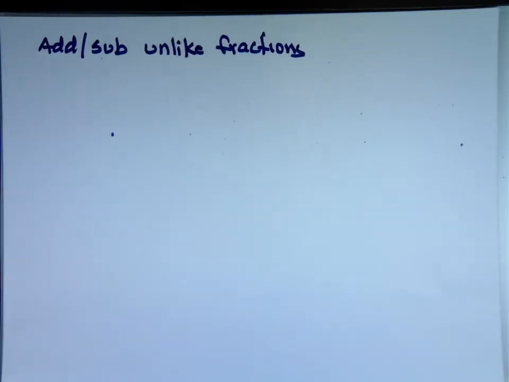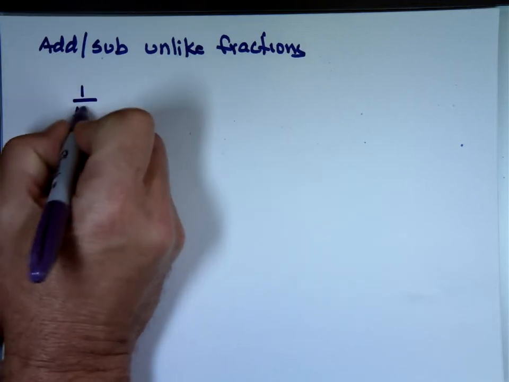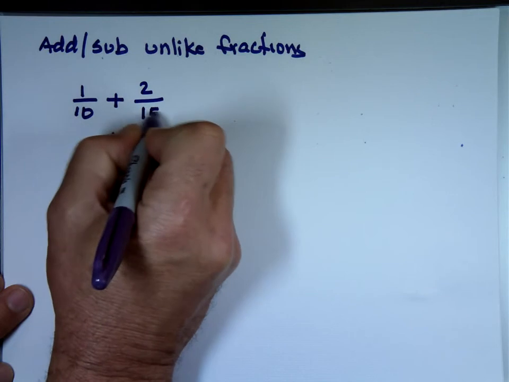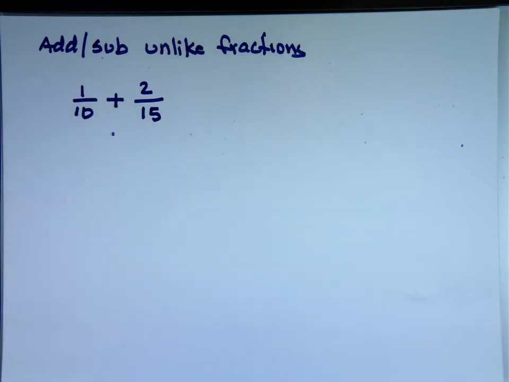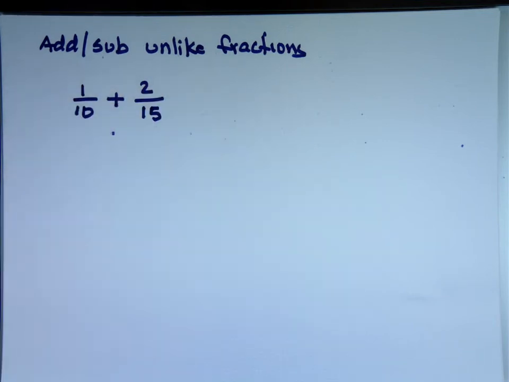So let's take an example. I want to add 1/10 plus 2/15. Notice the bottom is not the same. So you're not going to add 1 plus 2 over 10 plus 15. Doesn't work that way. We need to find a common denominator, just like we did before.